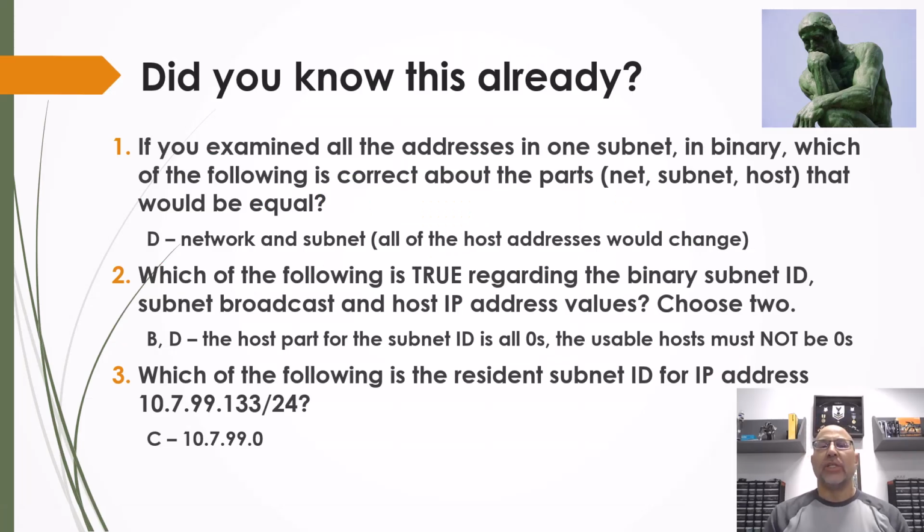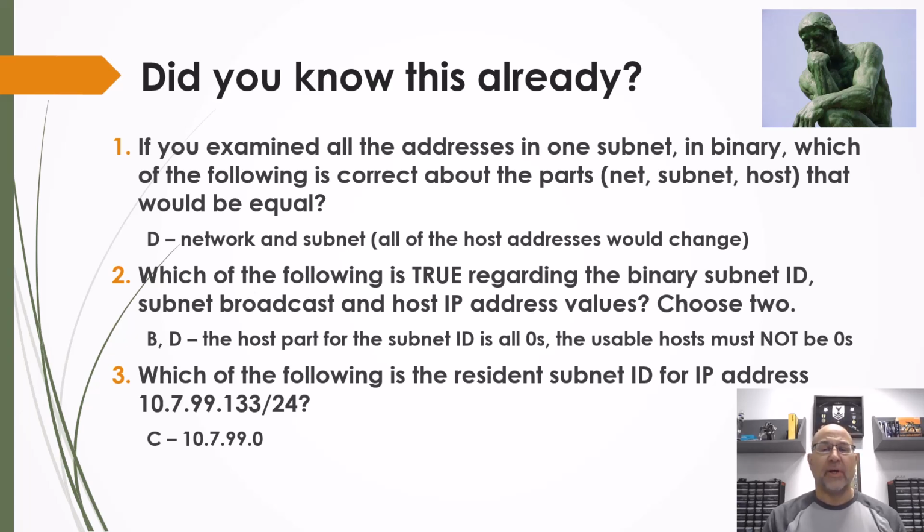So here are the did you know this already questions. If you examined all of the addresses in one subnet in binary, which of the following would be correct about the parts that would be equal? Remember that if all of the nodes are in a particular subnet, the only thing that would change for each node would be their host address in binary. In a subnet, that subnet field would be the same for everybody, and so would the network. So the answer was D.